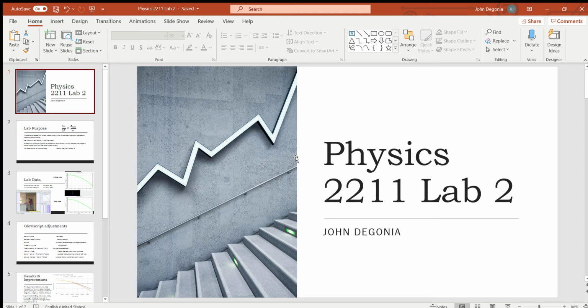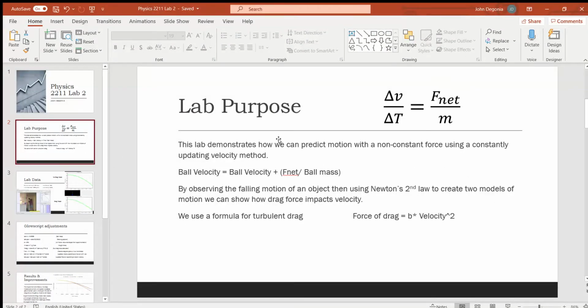This is my Physics 2211 Lab 2. In this lab, we'll be looking at how we can demonstrate the ability to predict motion with a non-constant force using the method of constantly updating velocity.